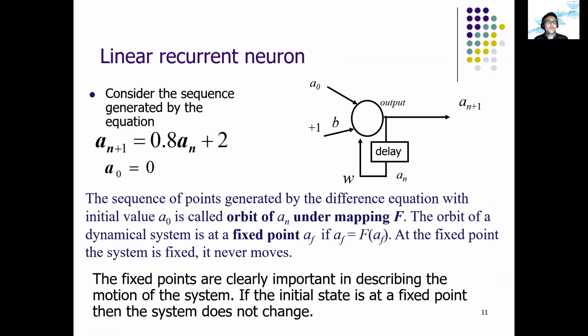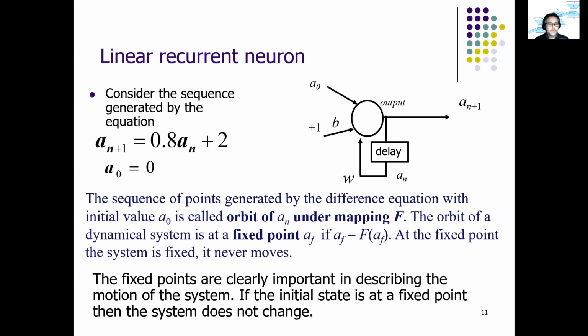I have an example here of a linear recurrent neuron. This neuron generates a sequence which uses this kind of equation. a_{n+1} is the activation level of the node, the output of the node, and this is produced by the previous activation, a_n, times a weight, w, in this case 0.8, plus 2, which is the bias. a_0 is the initial state of the node, so this has to be given or defined.